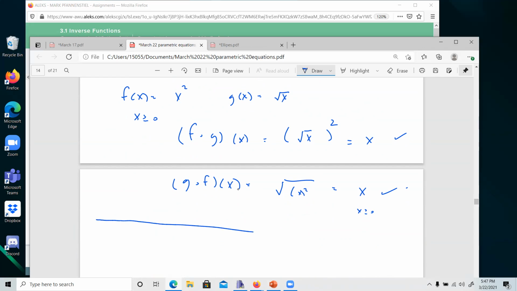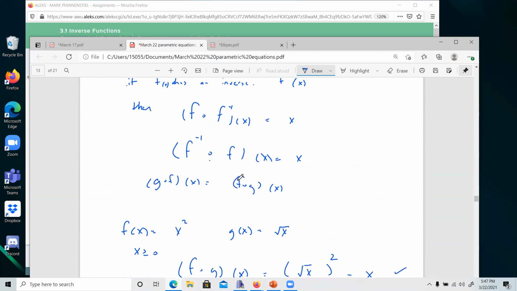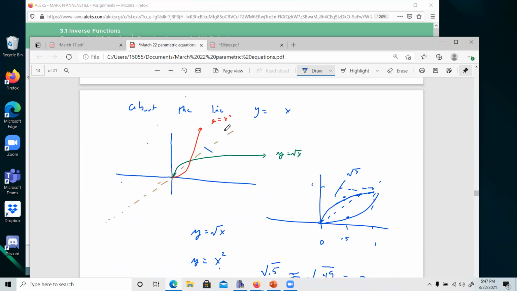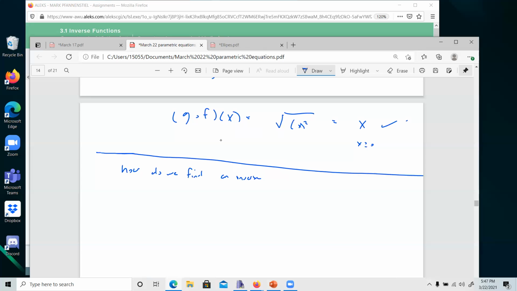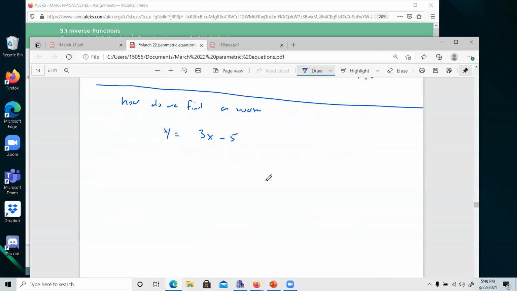How do you find an inverse? Well, we're going to use this property of it being symmetric about y equals x. Because it's symmetric about y equals x, we can just swap them. So say I have y is equal to 3x minus 5, and we say, well, I'd like to know what the inverse is. So what we do to find this is you write it in this format.